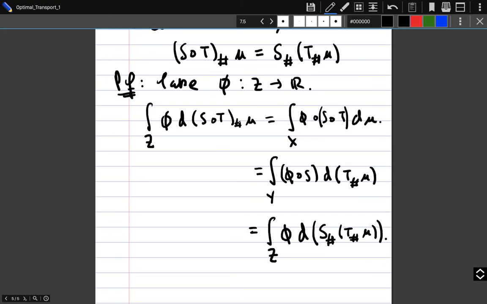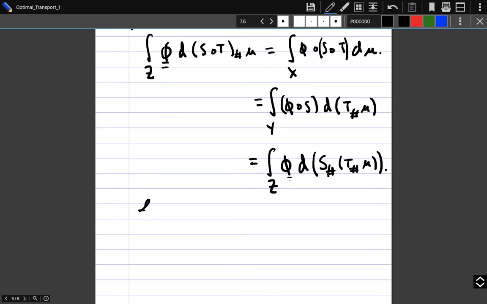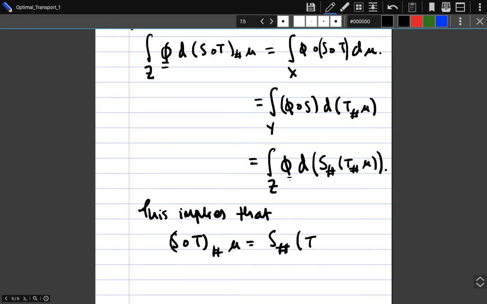But then, of course, because we have phi here, and we're integrating on the same space, if this equality is holding for all phi which are bounded and measurable, then in particular the measures have to be the same. And so this implies that the push forward measure with respect to the composition can be decomposed as a sequence of two push forward measures. Perhaps this is the best way to write it. Yeah, so we can do this.